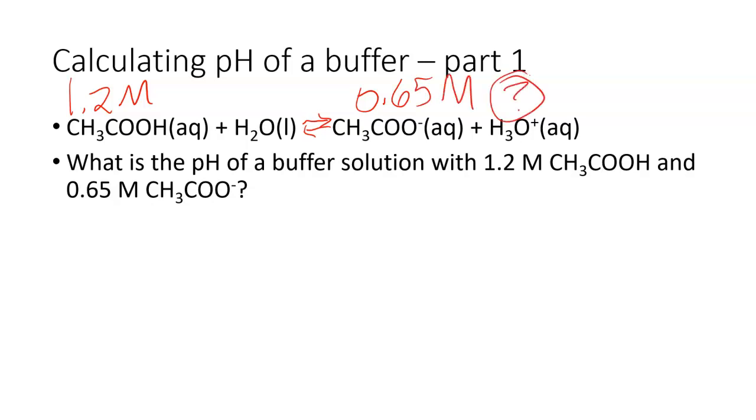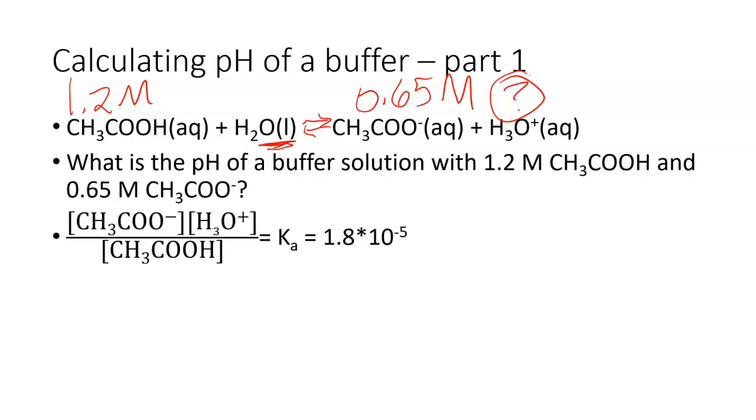I don't know what H3O plus is. And remember, this is a liquid, so it's not going to be involved in our equilibrium. We'll write our equilibrium expression. We know the Ka for this, because it's been given to you, 1.8 times 10 to the negative fifth. Now I'm going to rearrange this equation to solve for H3O plus, because remember, pH is equal to negative log of concentration of H3O plus. So first I need to know what my H3O plus concentration is before I can use this pH equation.